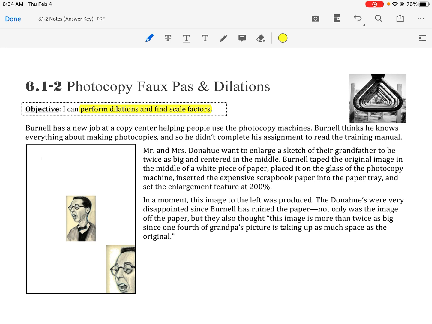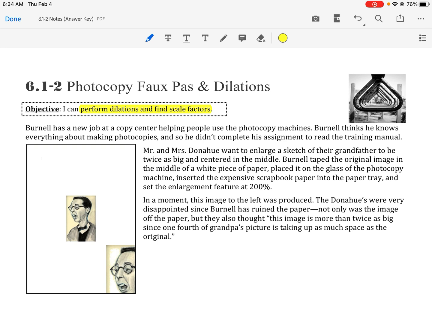It says, Brunel has a new job at a copy center, helping people use the photocopy machines. Brunel thinks he knows everything about making photocopies, so he didn't complete his assignment to read the training manual. Mr. and Mrs. Donahue went to enlarge a sketch of their grandfather to be twice as big and centered in the middle. Brunel taped the original image in the middle of the white paper and placed it on the glass of the photocopy machine and inserted the expensive scrapbook paper into the tray, and they set the enlargement to 200%.